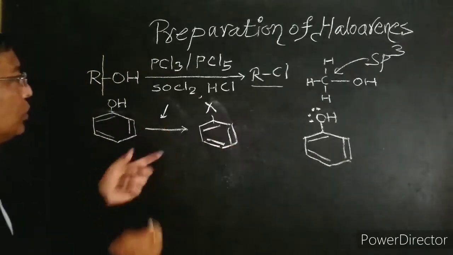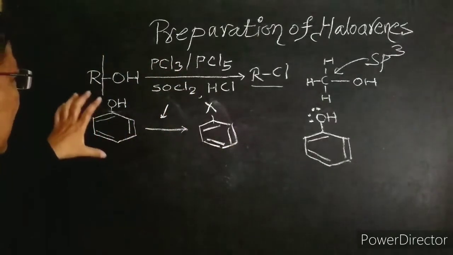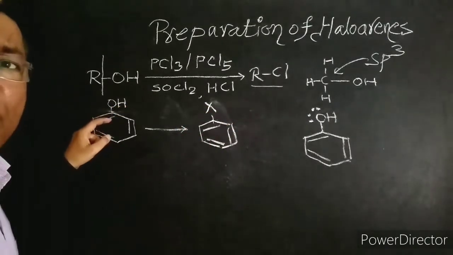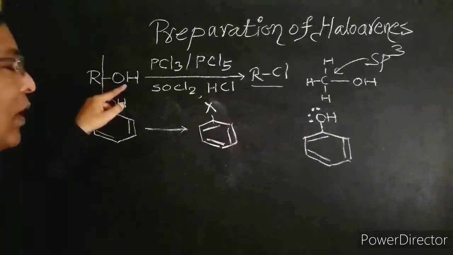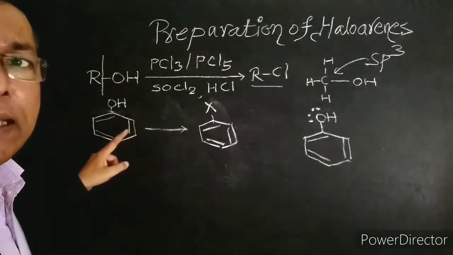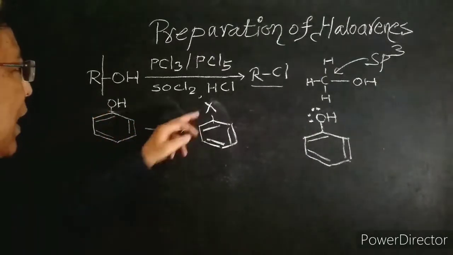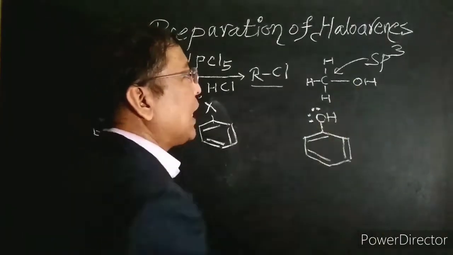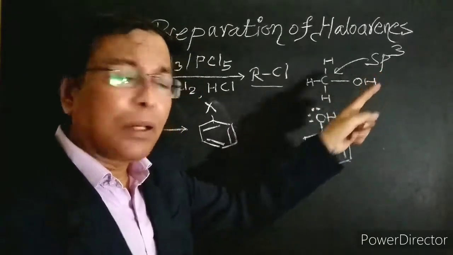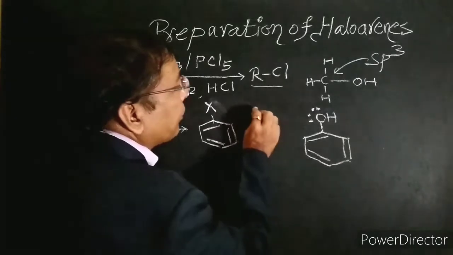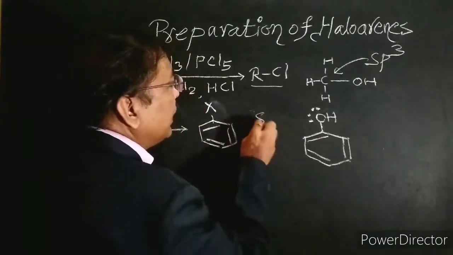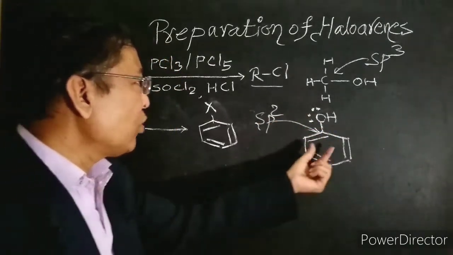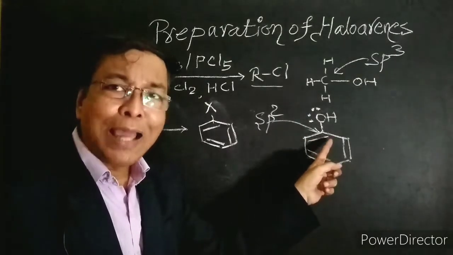We cannot use all these reagents to convert phenol into haloarene, even though phenol also has one hydroxyl group attached to the carbon, as in the case of alcohols. We cannot use these reagents to substitute the OH group by a halogen atom. The main reason is, in alcohols, the hydroxyl group is attached to an sp3 hybridized carbon atom, but in phenols, the hydroxyl group is attached to an sp2 hybridized carbon atom.